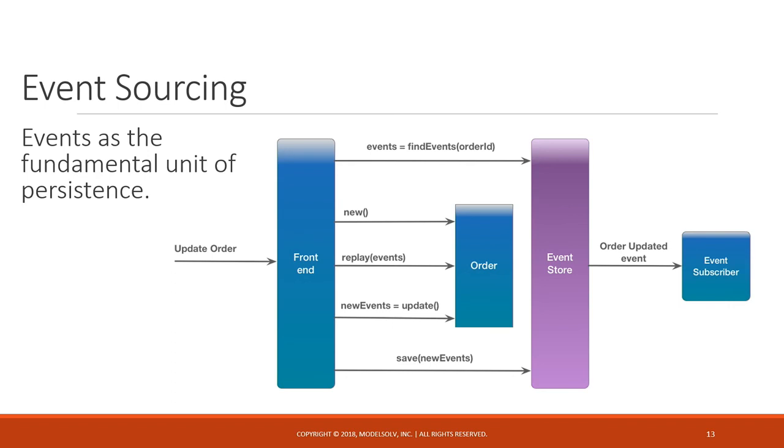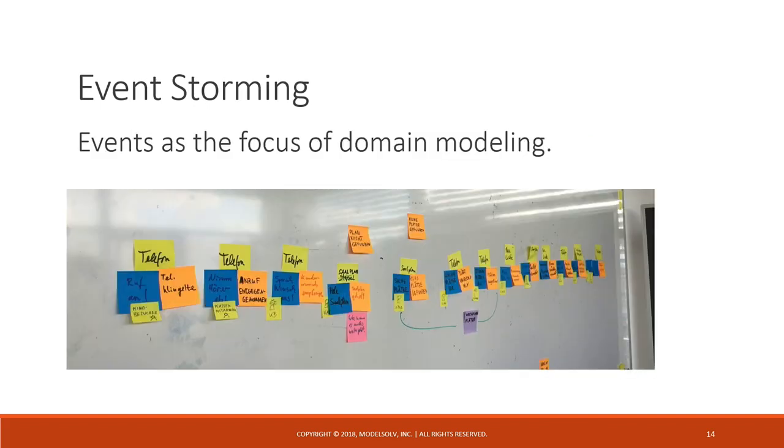We might cache it, we might compute it like a materialized view, but we don't treat that as the primary thing. The primary data that we store is the full history, the full stream of events that affect a certain entity or aggregate. And event storming is a workshop exercise.